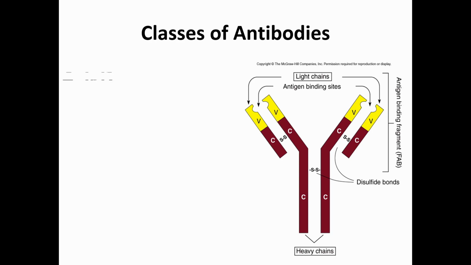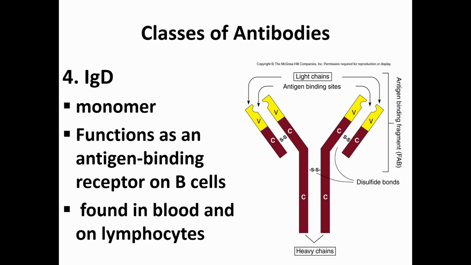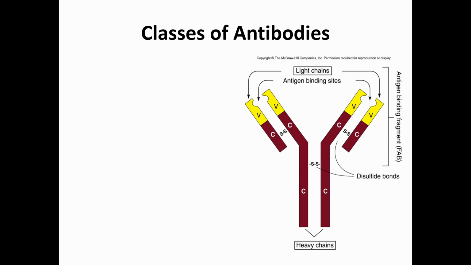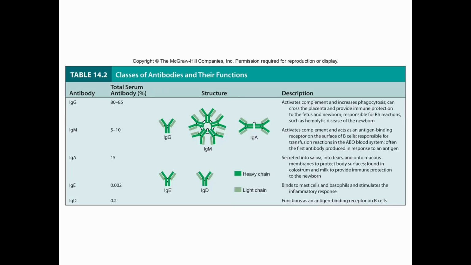Next, you have your IgD. It is another monomer and functions as an antigen binding receptor on B cells, found in blood and on lymphocytes. And last, you have your IgE, which is another monomer. It causes allergies, drug sensitivity, anaphylaxis, and hypersensitivity reactions, and combats parasitic diseases. So these are the different antibodies again, and a short description of what they do.